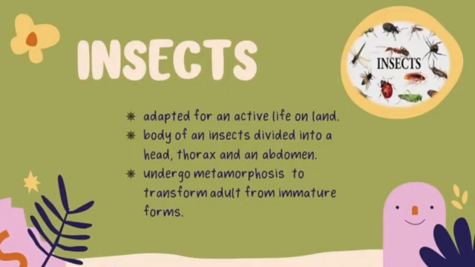Now let's move to the last group of arthropoda, which is hexapoda, that commonly refers to insects. Insects are adapted for an active life on land, although some have secondarily invaded aquatic habitats. The body of an insect is divided into three parts: the head, the thorax, and the abdomen.